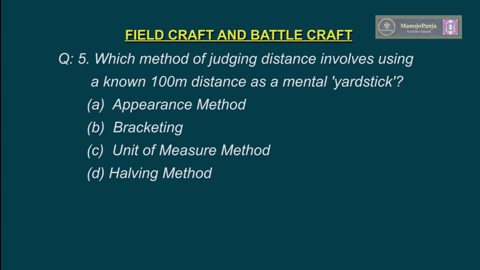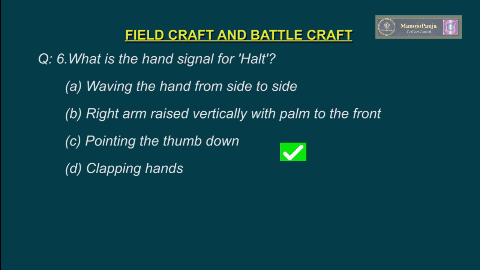Question 5. Which method of judging distance involves using a known 100 m distance as a mental yardstick? A. Appearance method. B. Bracketing. C. Unit of measure method. D. Halving method. Right answer C. Unit of measure method.